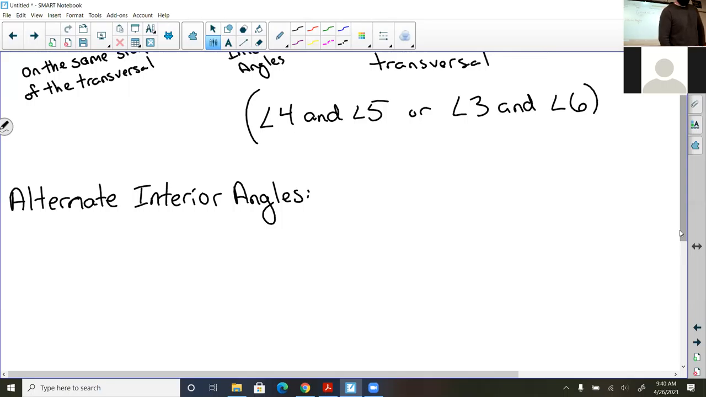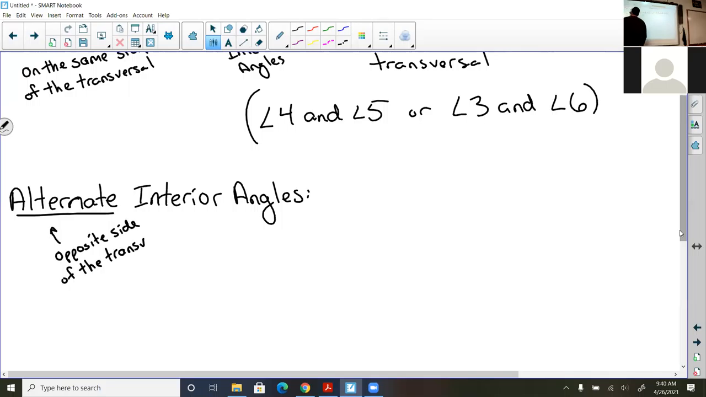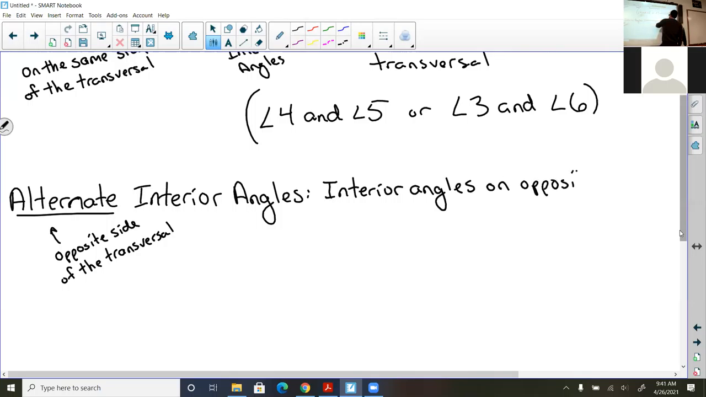Alternate interior angles. Alternate being on the opposite side of the transversal. So again, we're referring to the interior angles, and now the opposite or the alternate would be when you do have to cross the transversal. So these are interior angles on opposite sides of the transversal.